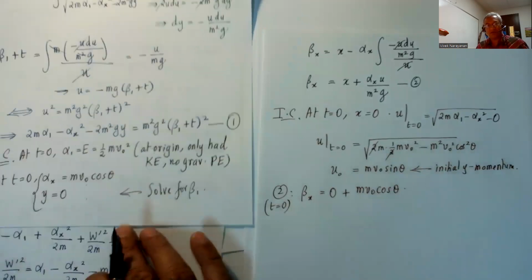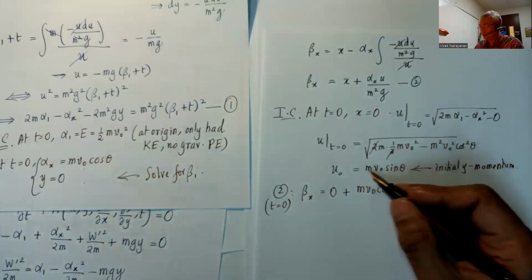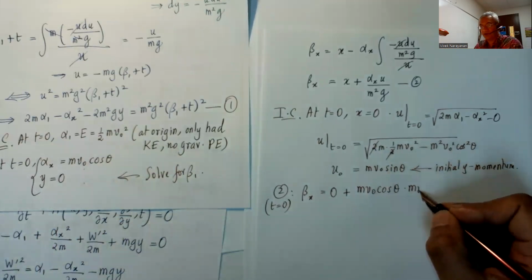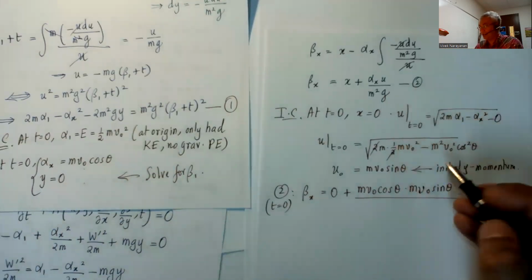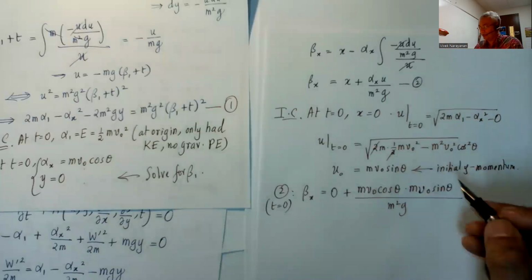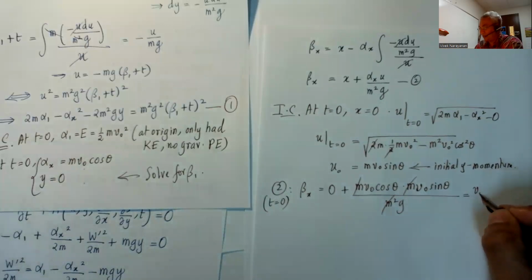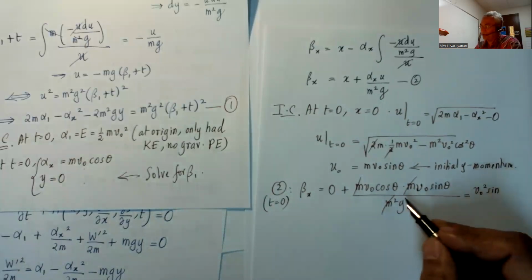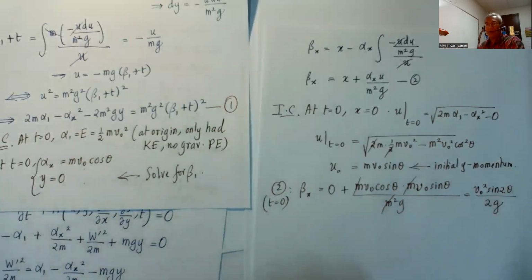Where did we write it? We wrote it here. M v naught cosine theta. And then u naught is just m v naught sine theta divided by m squared g. Well, the m's cancel out, which is Galileo's famous result that nothing about a projectile depends on its mass. So I get v naught squared sine theta cosine theta, which I can write as sine 2 theta divided by 2.